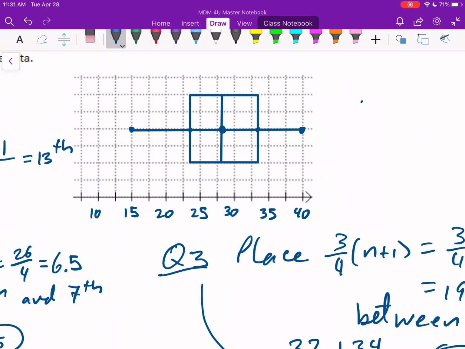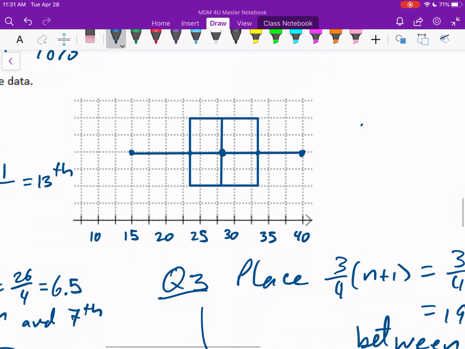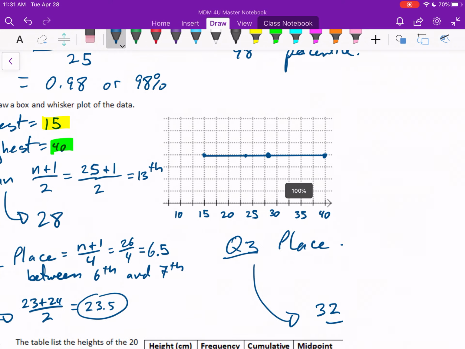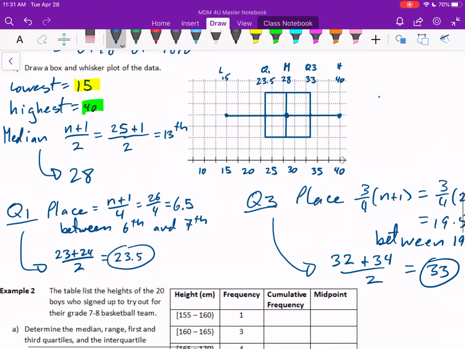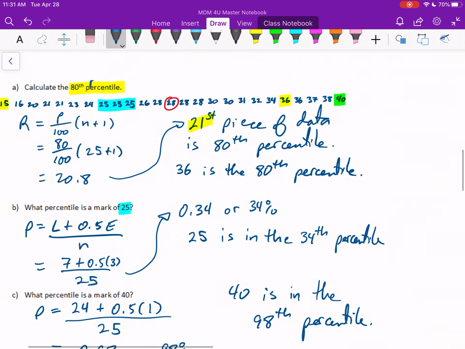So remember what these different values were. The lowest mark here was 15. The Q1, I'm just going to write it above it, was 23.5. The median was 28. Q3 was 33. And the highest was 40. I don't need to write those numbers on there necessarily. I should be able to read them from the scale, but it's good to just point this out to you guys. So that's how you do a box and whisker plot.